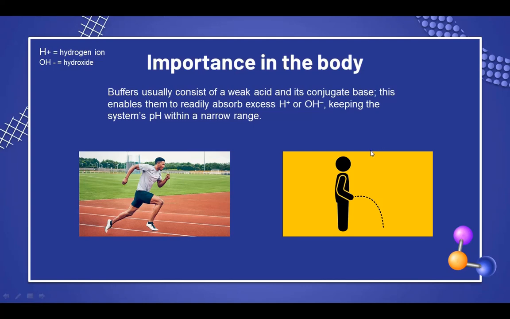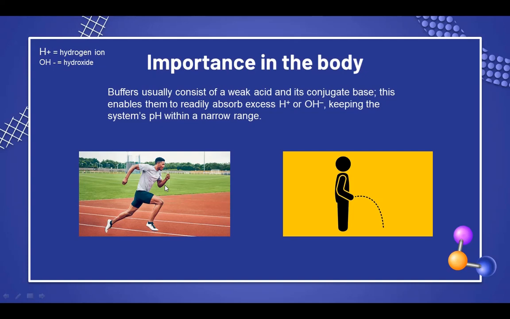Okay. So, what is the importance or use of buffers in our body? Well, buffers in blood are crucial to our survival. The pH of blood must be kept constant for normal body functions to work. If blood becomes too acidic or too basic, then the enzymes and proteins are unable to function. Again, buffers usually consist of a weak acid and its conjugate base. This enables them to readily absorb excess hydrogen ions or hydroxide, keeping the system's pH within a narrow range.